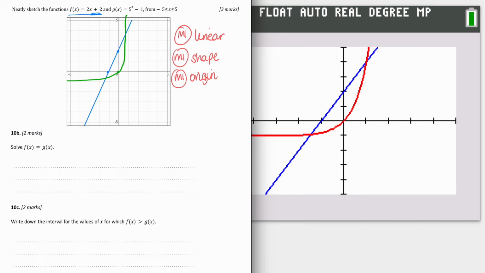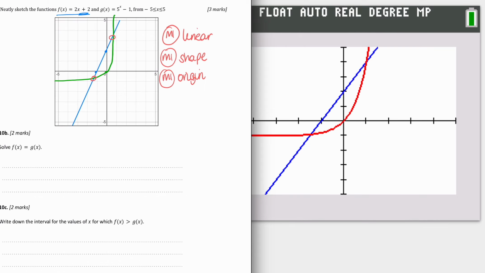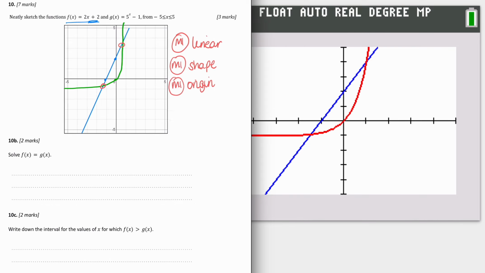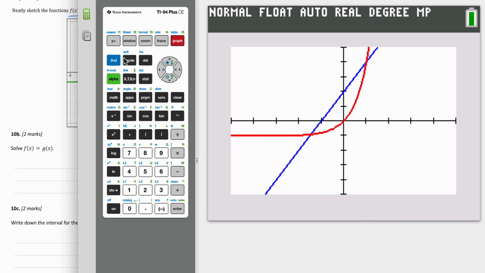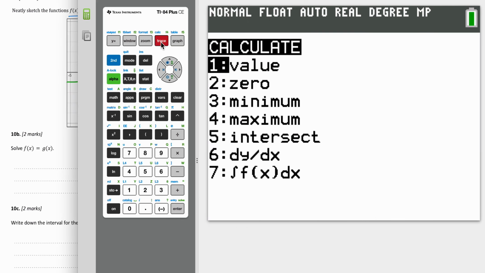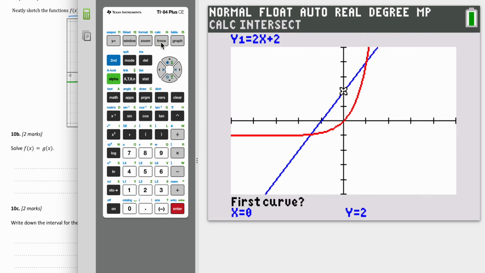And then the second part is to solve f(x) equals g(x). So it's asking me to find these two intersections. So again, on my calculator, second function trace, and I want to find the intersection. And I'm going to scroll down towards the one on the left-hand side. So enter, enter, enter, so 3 times.